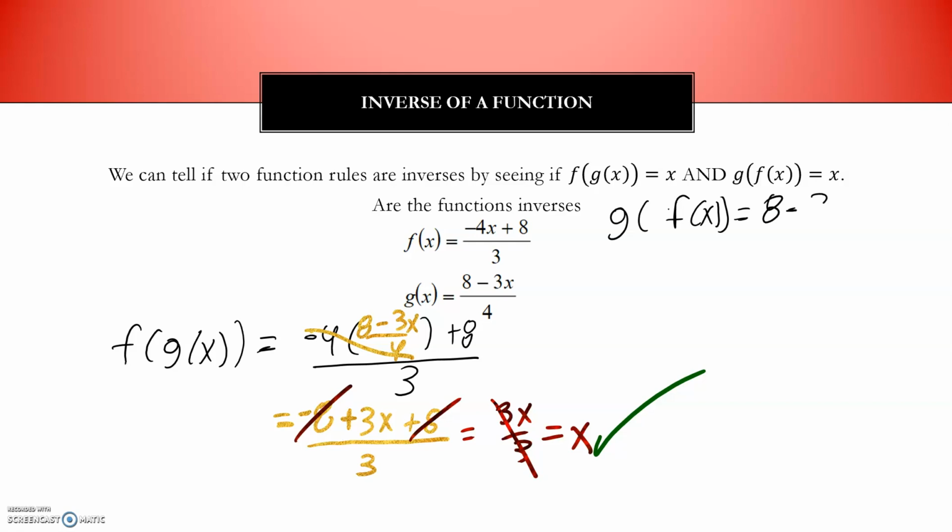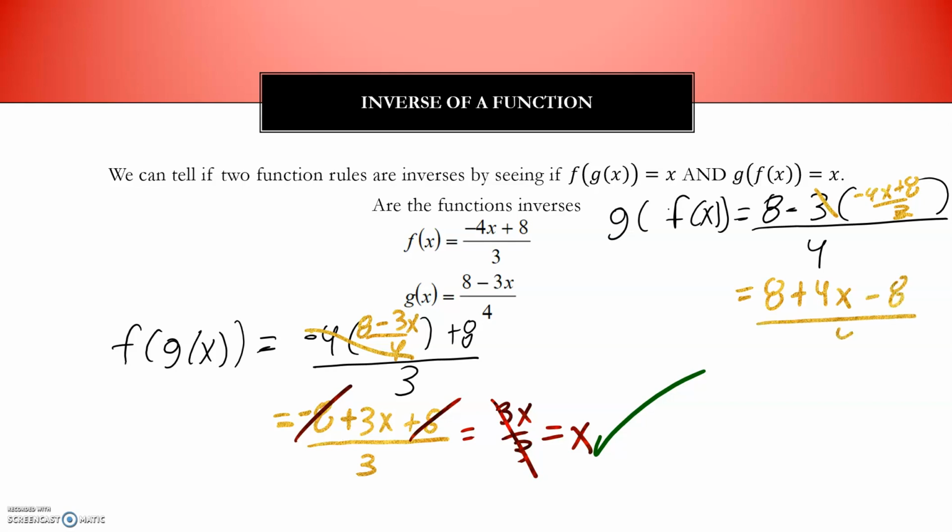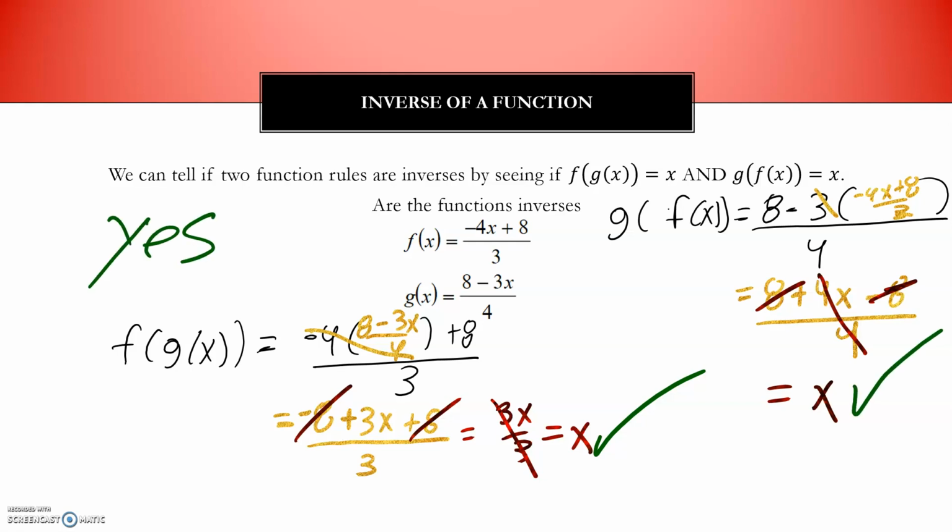So we're going to take 8 minus 3x over 4, and we're going to plug negative 4x plus 8 over 3 into that rule. So we would get there 8 minus cancel. Negative times negative 4 is positive 4x. Negative times positive 8 is minus 8. Everything over 4. The two 8's cancel. The two 4's cancel, just like last time. I get x again. They are inverses.